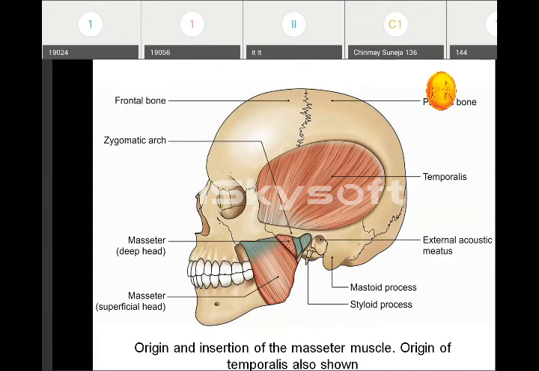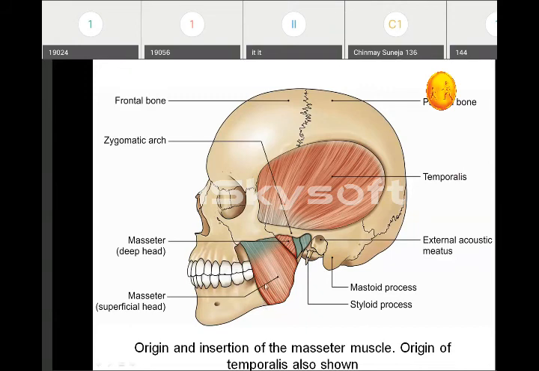Remember 3 heads: superficial head from the anterior 2/3 part of the lower border of the zygomatic arch, deep head from the inner aspect of the zygomatic arch, and the middle head from the posterior 1/3 part of the lower border of the zygomatic arch. Whole of it will get inserted over the major portion of the lateral surface of the ramus of the mandible, except the posterior superior part, which is occupied by the parotid gland. We have discussed earlier that this anterior-inferior part of masseter is related with one vessel, which is known as the facial artery.